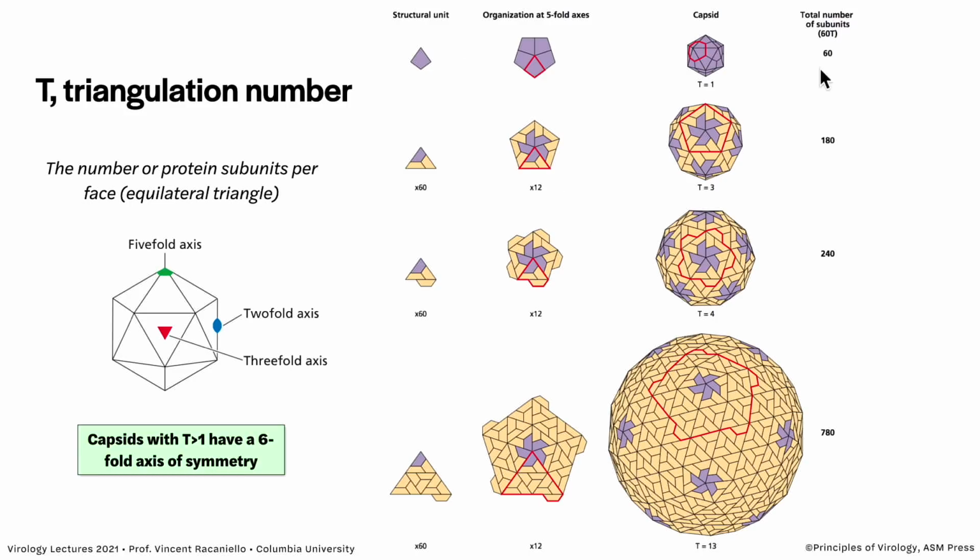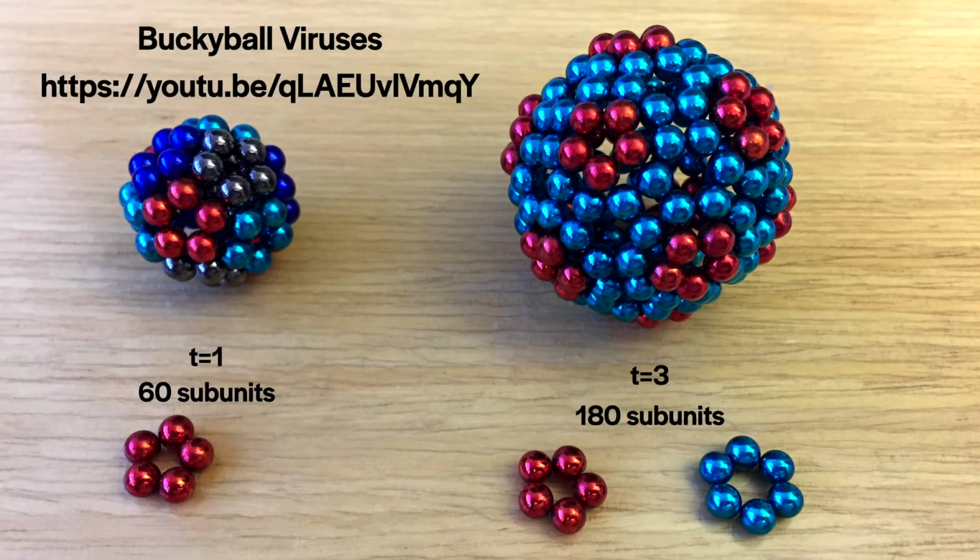The smallest ones have equivalent interactions with just pentamers, but as soon as you add more, T equals 3 or higher, you get pentamers and hexamers.